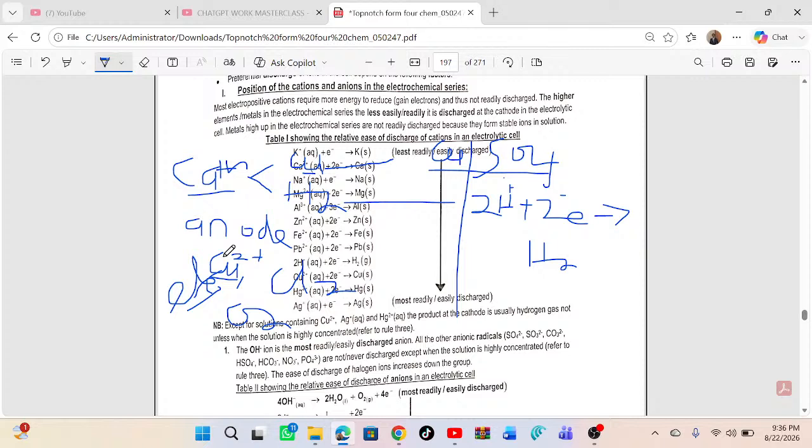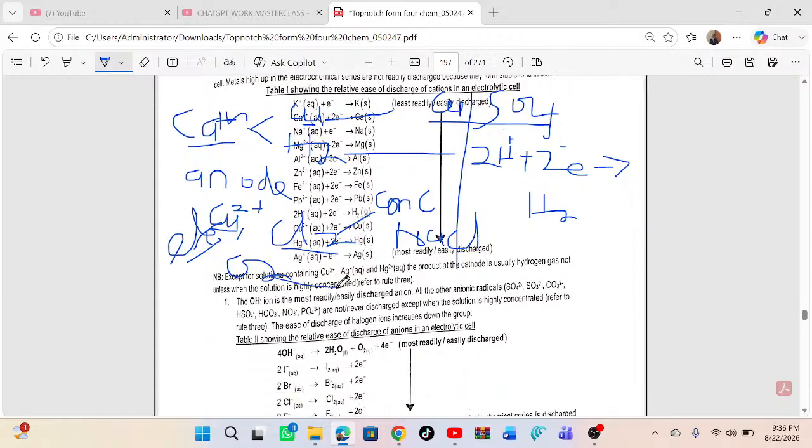The next is the chlorine. Chlorine is only produced when using conc sodium chloride. Conc ujue, conc sodium chloride. Then that's chlorine. Chlorine are produced tu only wakati ukiona tu mahali conc sodium chloride imetumika, the chlorine it is the anode.